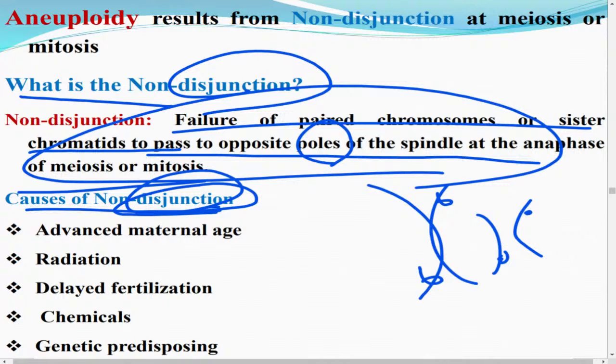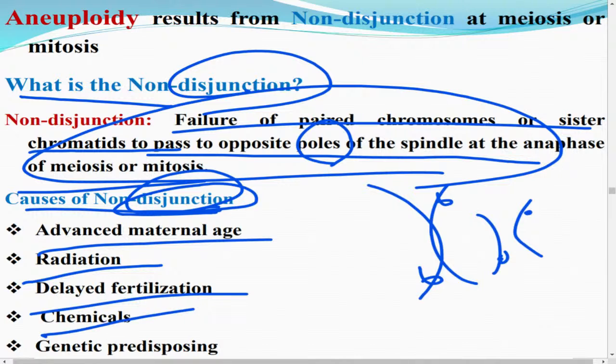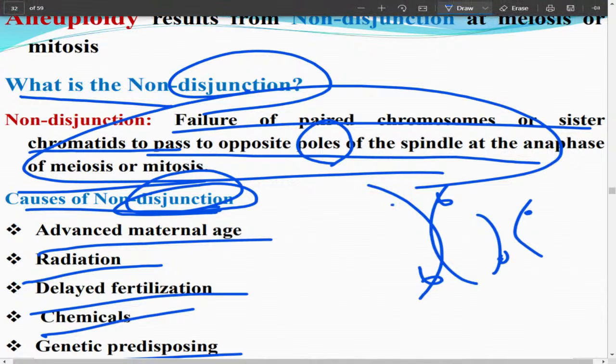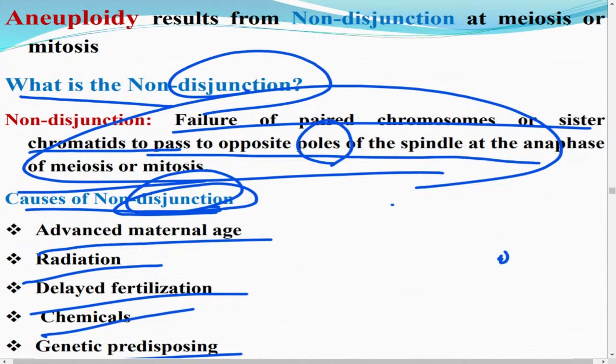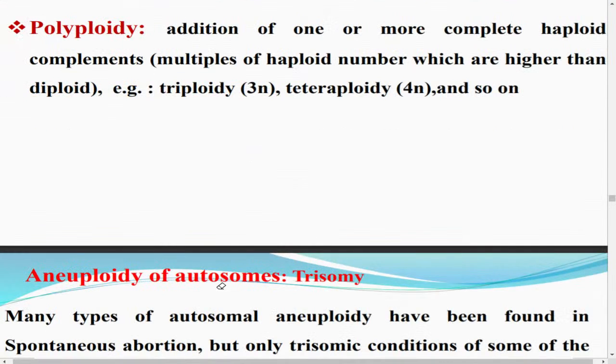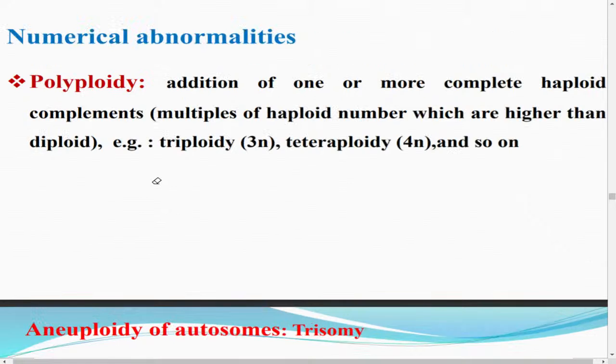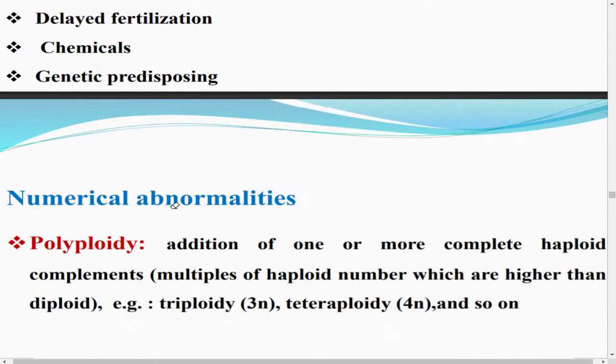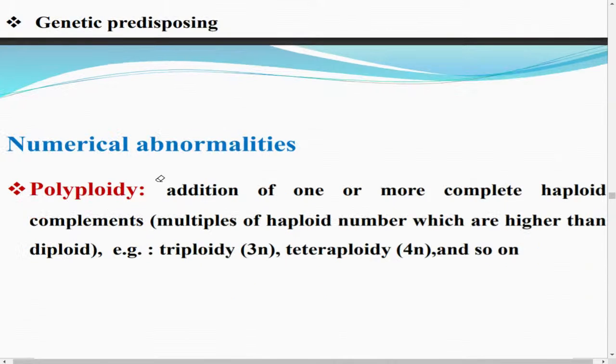The causes of non-disjunction are advanced maternal age, radiation, delayed fertilization, chemicals and genetic predisposing factors. Let's move to the next slide. There's genetic predisposition. Predisposition is another cause of non-disjunction.